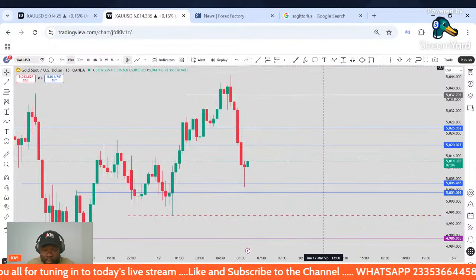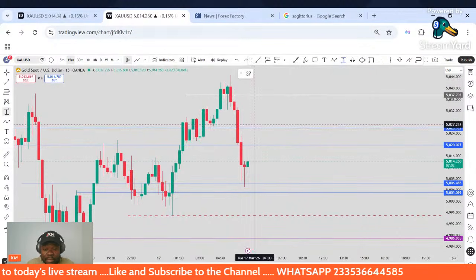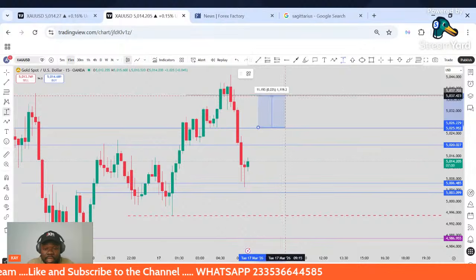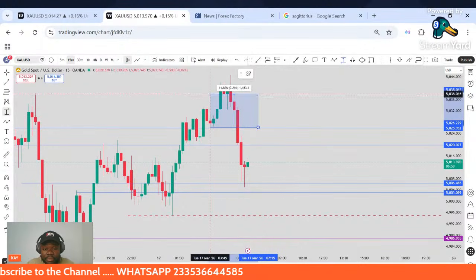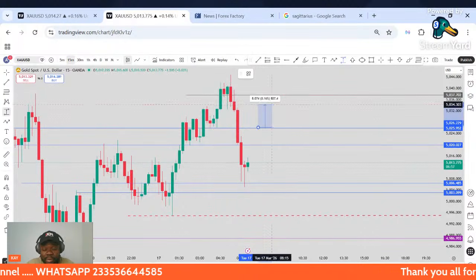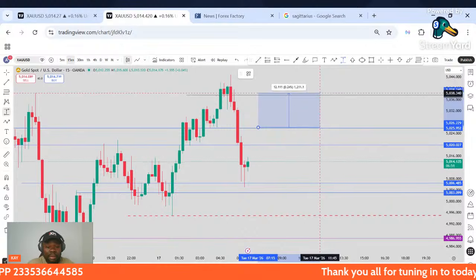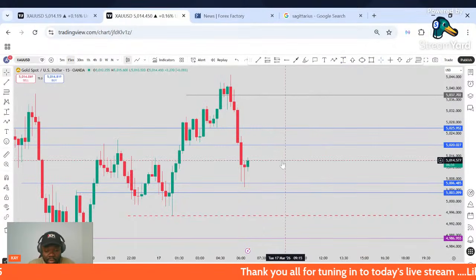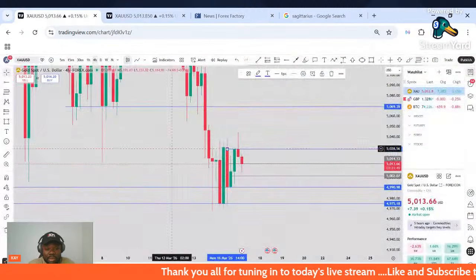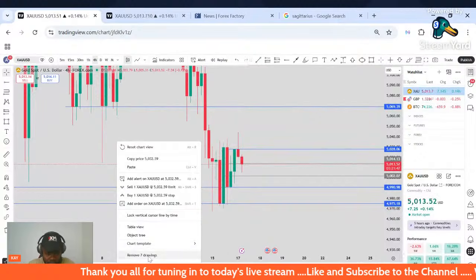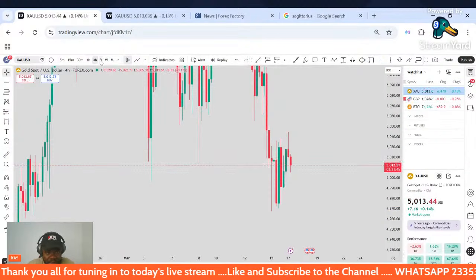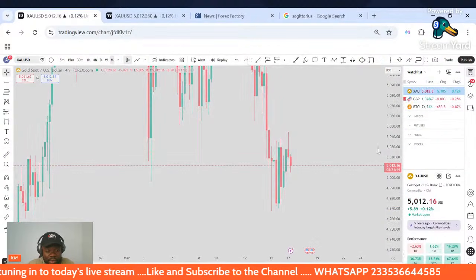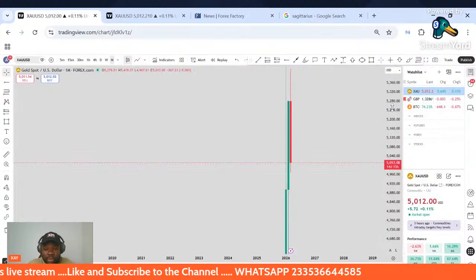So the point I would love to take a buy, I would love to take a buy over here. 104 pips is enough, a hundred and something pips. I think that will be enough for me. So let's check out the futures chart. Let's check out Forex Factory, forex.com.